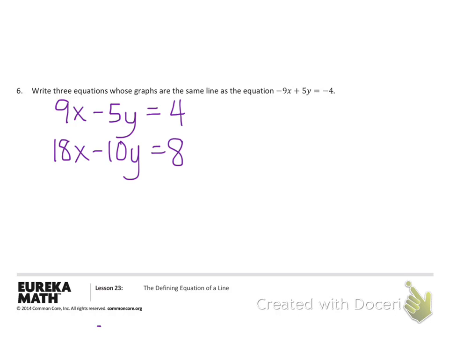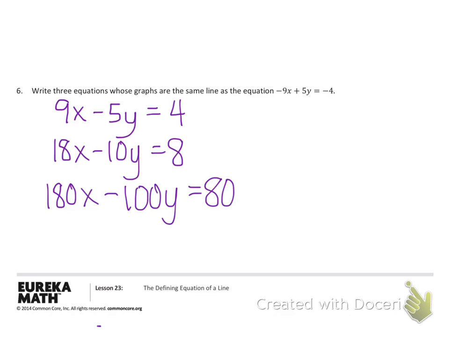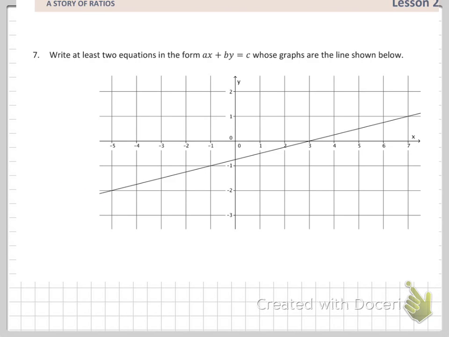Okay, and then let's multiply them all by 10. 180x minus 100y is equal to 80. Okay, so these four equations, this one and the original, will all define the same line because they're just the same equation multiplied. Okay, so exercise 7's a little different.